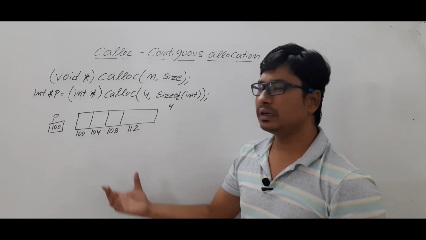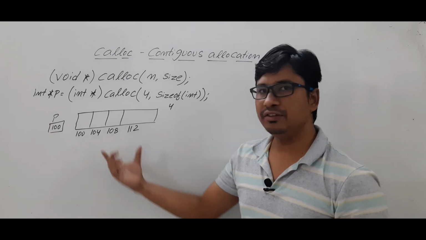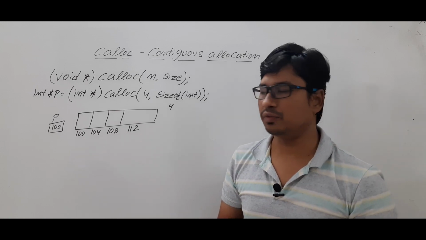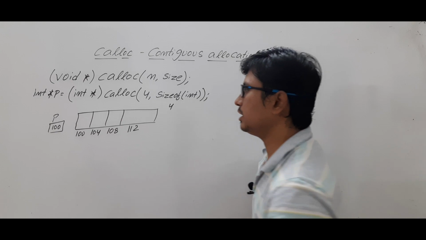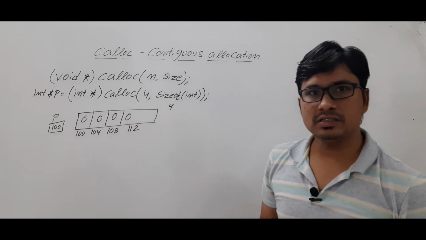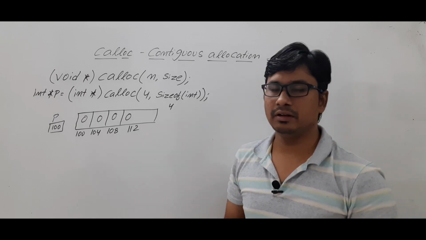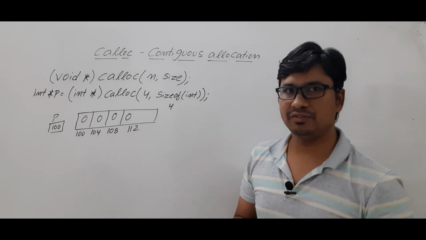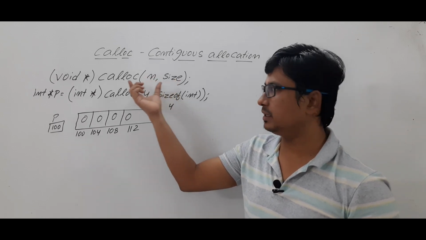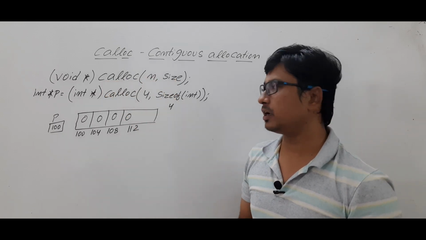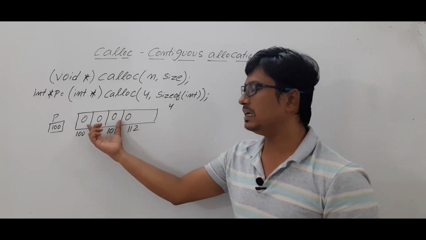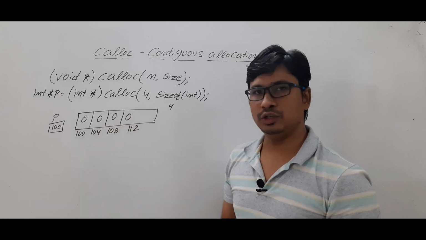Now, in malloc, the default values will be garbage values. I think everyone knows what a default value is. Whereas in calloc, it will be zeros. Okay, this is one of the differences between malloc and calloc. The basic difference between malloc and calloc is that in malloc you will have only one parameter, whereas in calloc it has 2 parameters, and in malloc the default value will be garbage value. In calloc it will be zeros.